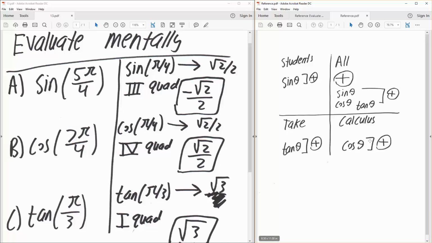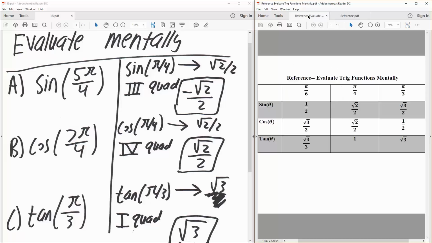And that's all we need to do to solve a few trig functions mentally. And an important note, with all of these questions, our reference angle was like pi over 6, pi over 4, pi over 3. And that's why we're able to solve these questions mentally.